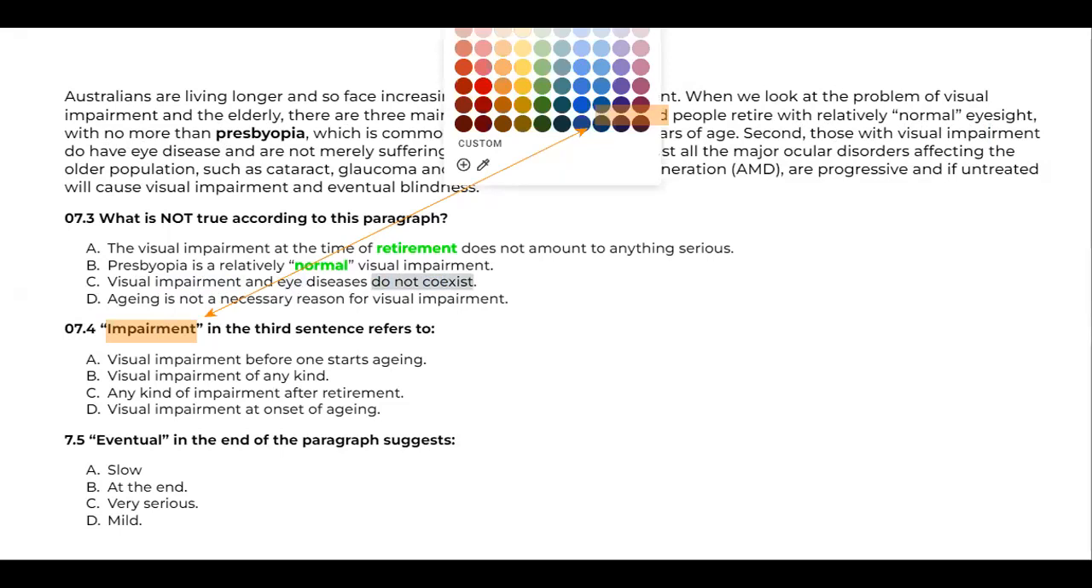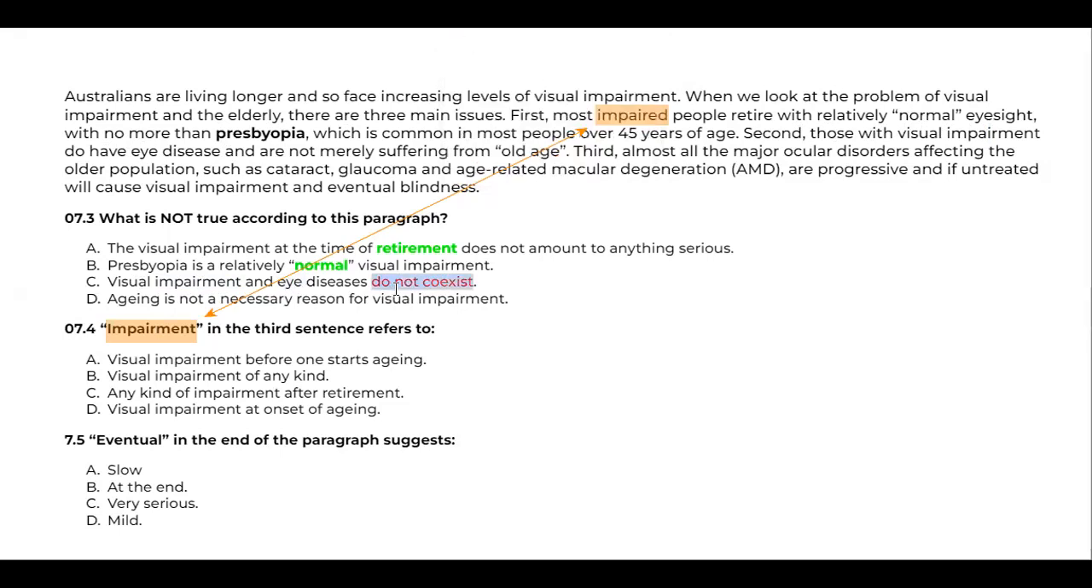So this is maybe the right answer. Most probably, this is going to be the right answer because it says that they can coexist. If you didn't find that area where we found that answer, you can see second, those with visual impairment, okay, do have eye disease.